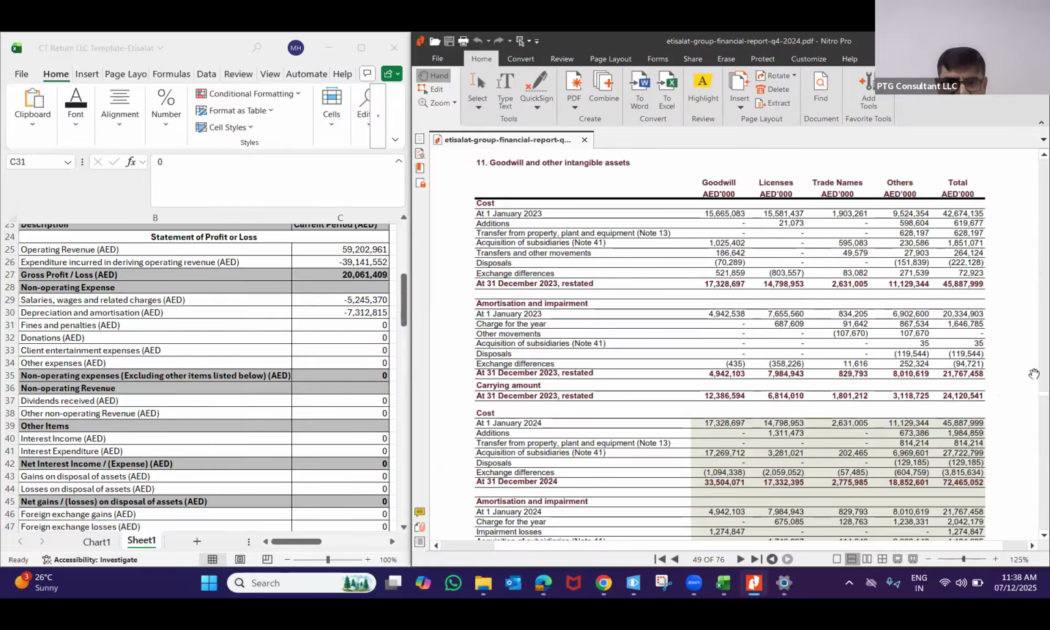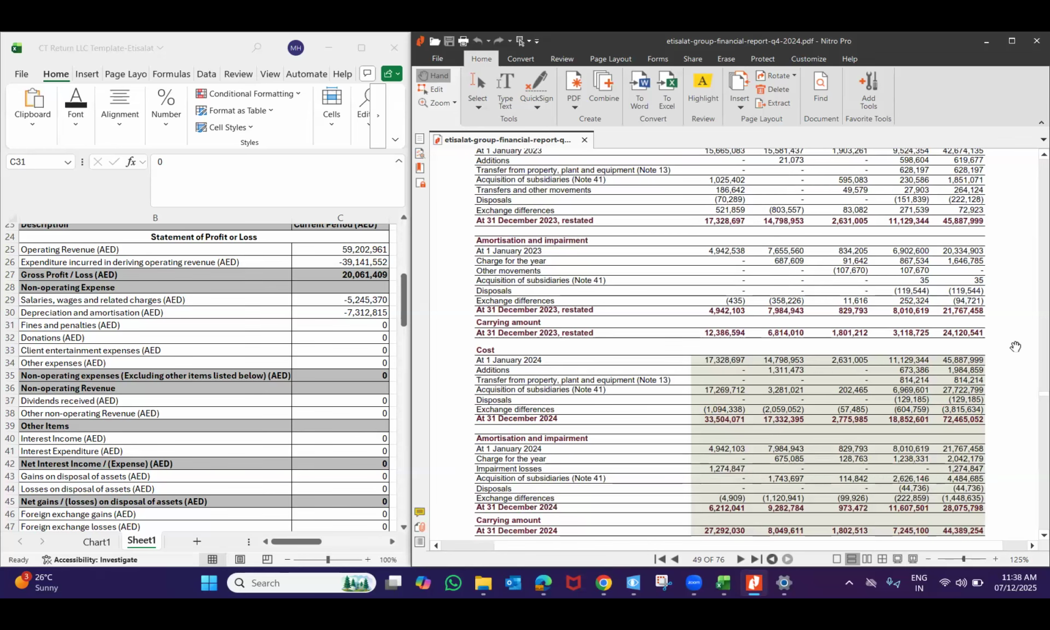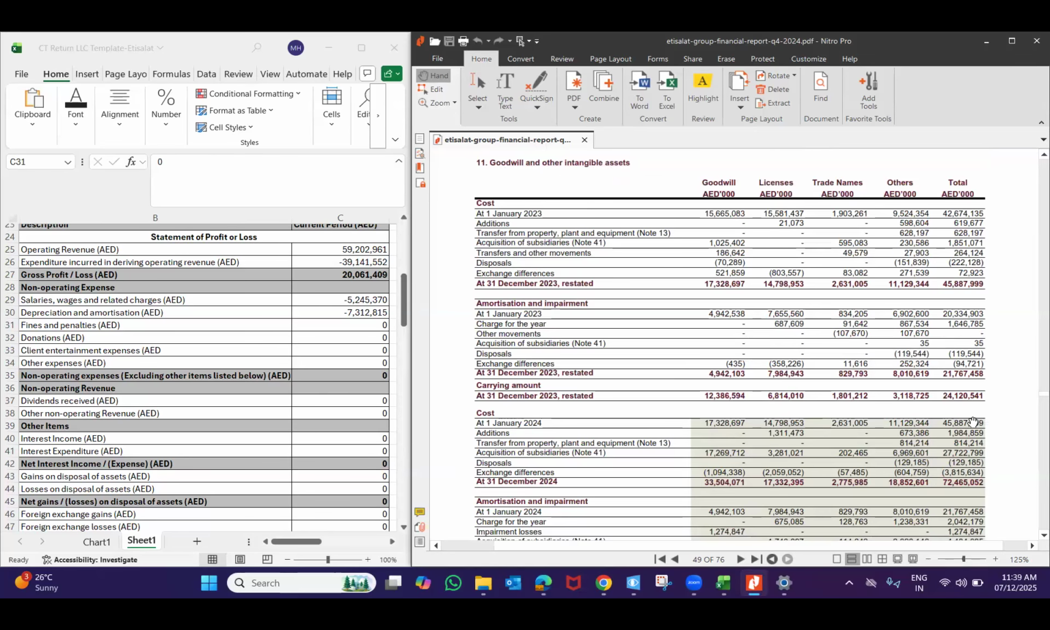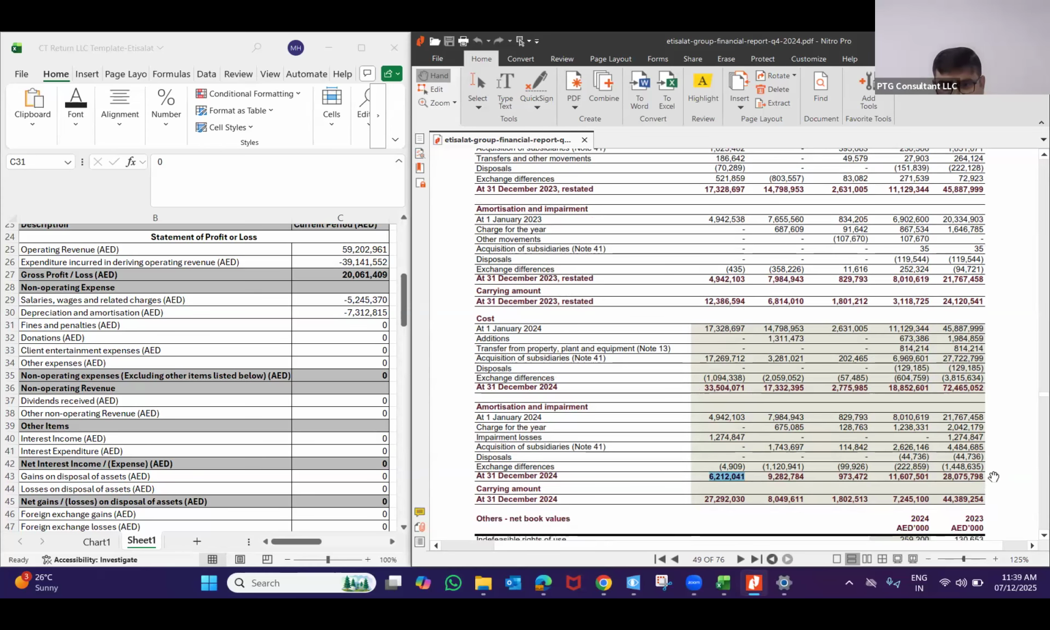Hassan, would you read this? The depreciation charge for the current year? Yes, sir. This is for the impairment, and that is 6.2. Sorry, that is basically for the total. It is 28.075, amortization and impairment for 2024. So 28 million, yeah, 28 million.